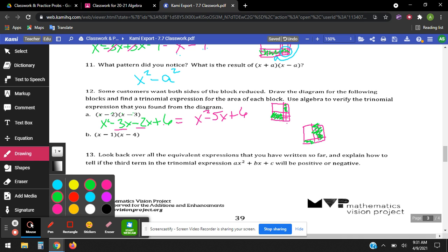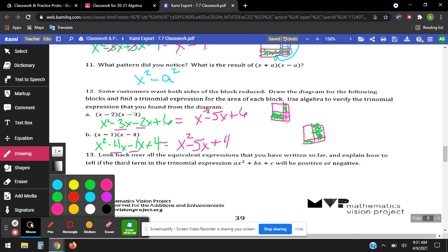Okay, so x squared minus 4x minus 1x plus 4. So if I put this together, x squared minus 4 minus 1 minus 5x plus 4.